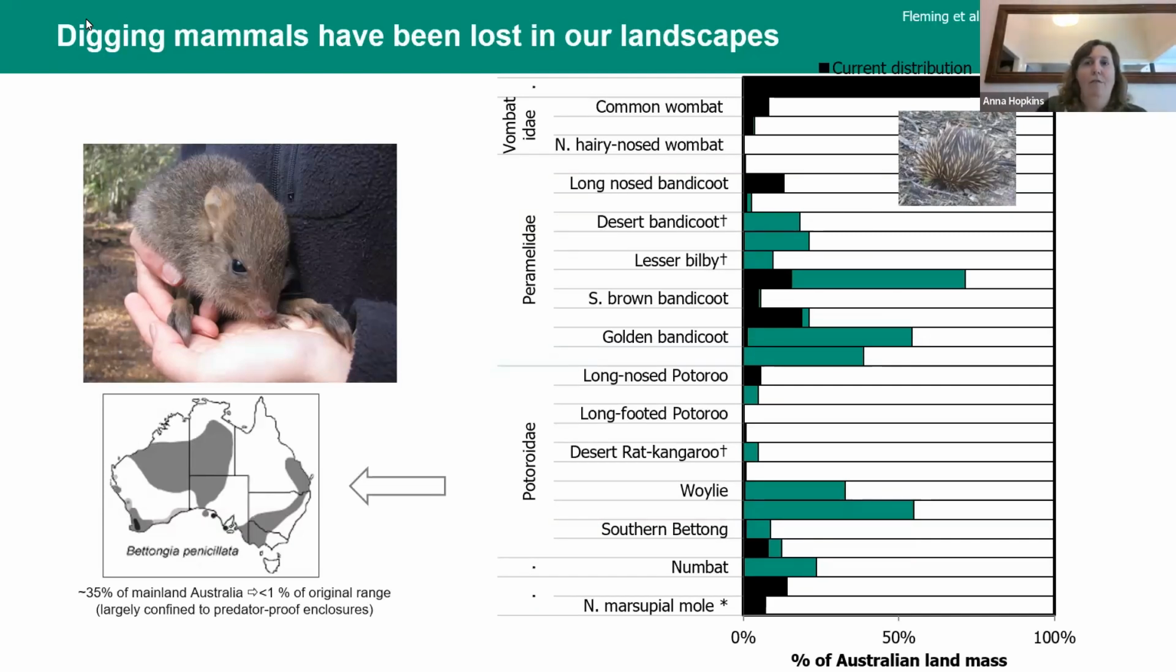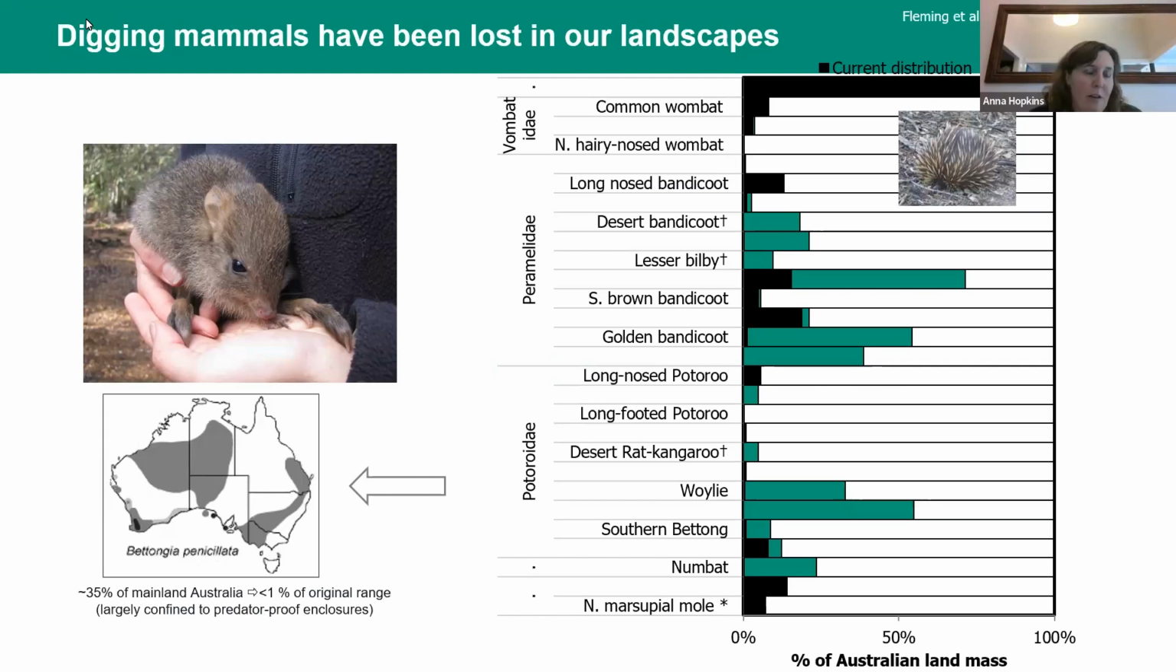So throughout Australia, there's been a significant decline in the number of digging mammals that we have. So you can see on the right-hand side here, digging mammals used to be quite widespread. That's the green bars showing how widespread some of the digging mammals used to be, and the black bars are how widespread they are now. So you can see, for example, if you look down at the Woylie, it used to cover about 40% of Australia's landmass and distribution, and now it's a very, very small proportion.